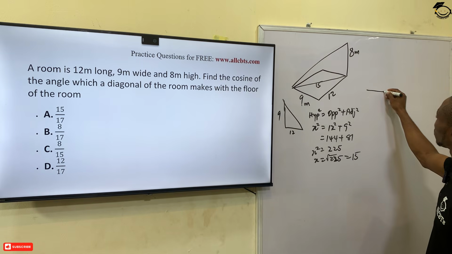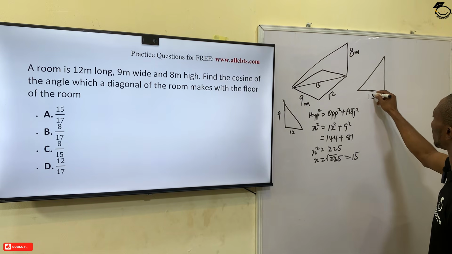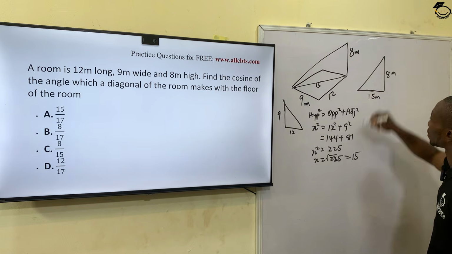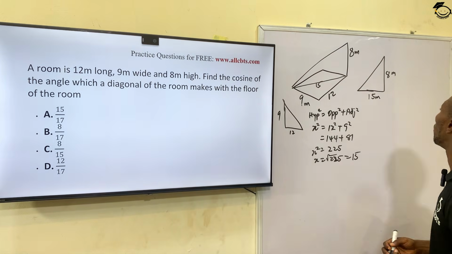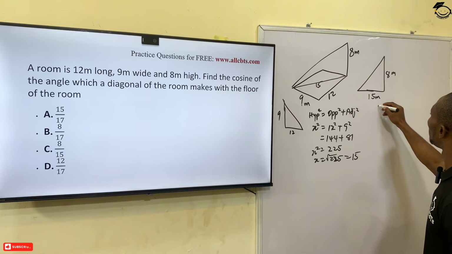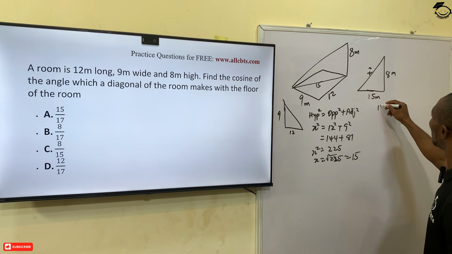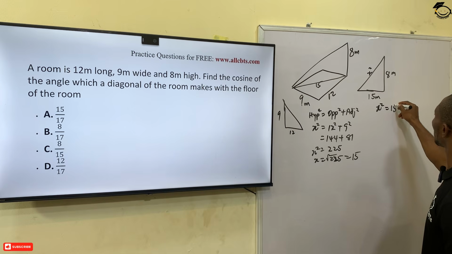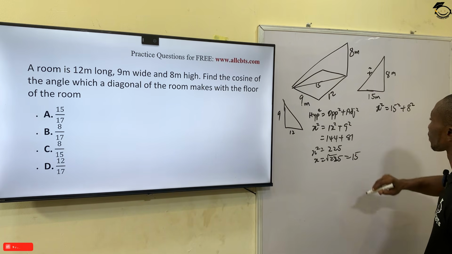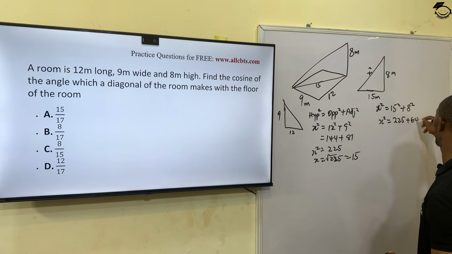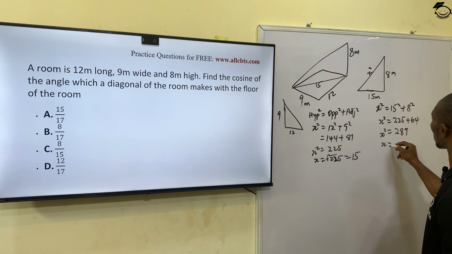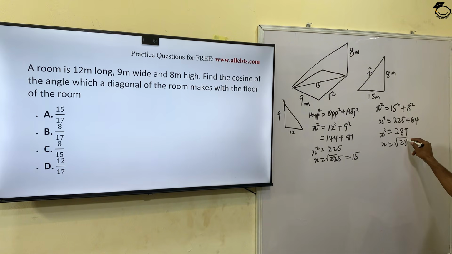Now looking at our next triangle there, we have 15 meters and 8 meters. So we have to find the diagonal which the room makes with the floor. So looking at this, we have 15 and 8, with x as the hypotenuse, so x squared equals 15 squared plus 8 squared. This gives us x squared equals 225 plus 64, which brings us to 289. So x equals the square root of 289, which gives us 17 meters.